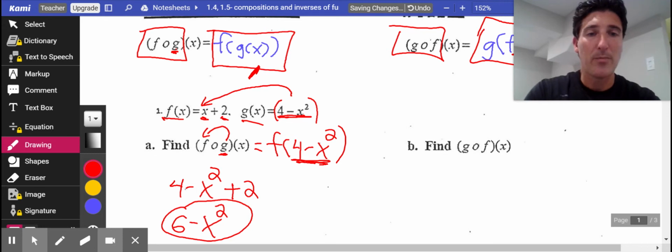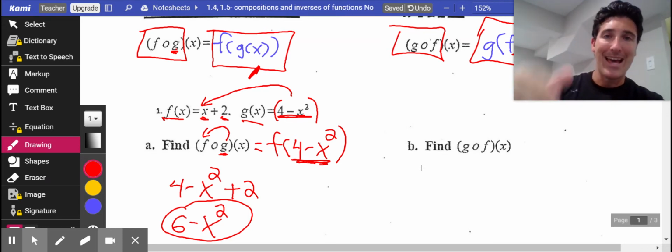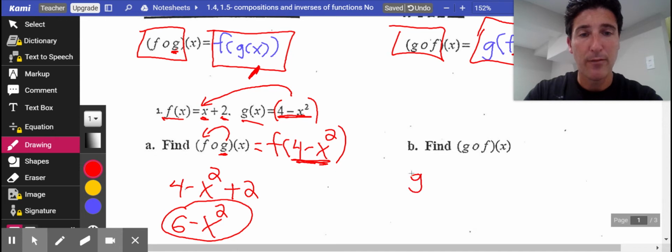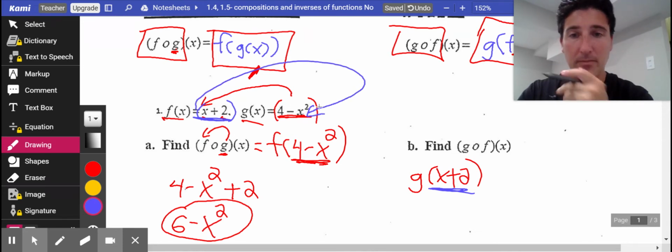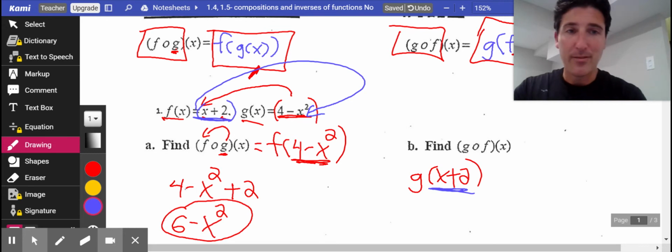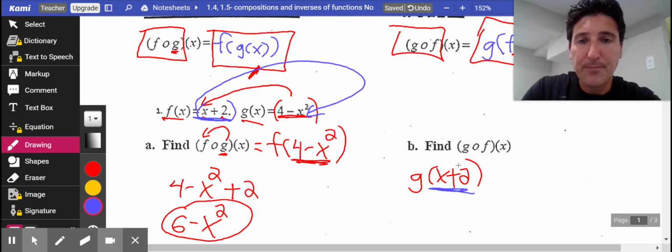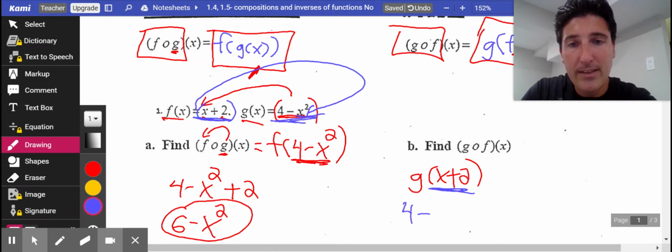Now if I switch it up and I do the other one, this is where we're going to take f and put it into g. So this is g of the function of x, so this is g of x plus 2. So now this x plus 2, put in parentheses, we're going to put into this x. We're putting the f into the g. So when we do that, we're going to have 4 minus, and then this x squared is replaced with the x plus 2.